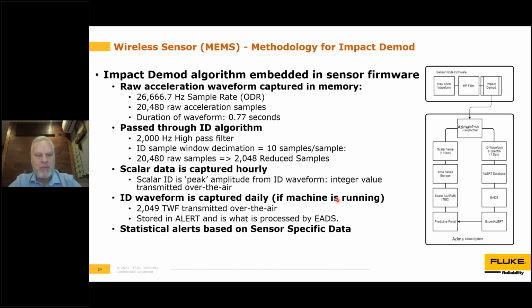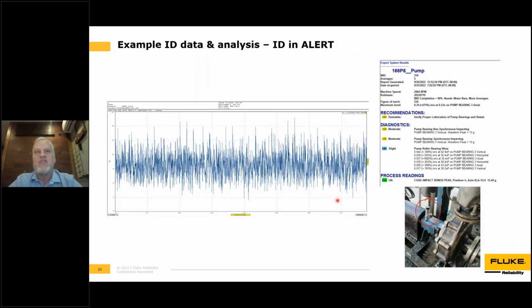Again, I have a separate webinar on impact DMOD and the fact that it's more or less just a data compression methodology that maintains the maximum values in that time data. And again, I mentioned before, we statistically alert that based on sensor-specific data. So we're finding this to be very useful in tracking when we see those kind of impacting changes on machine bearings and machine gear trains, as an example.